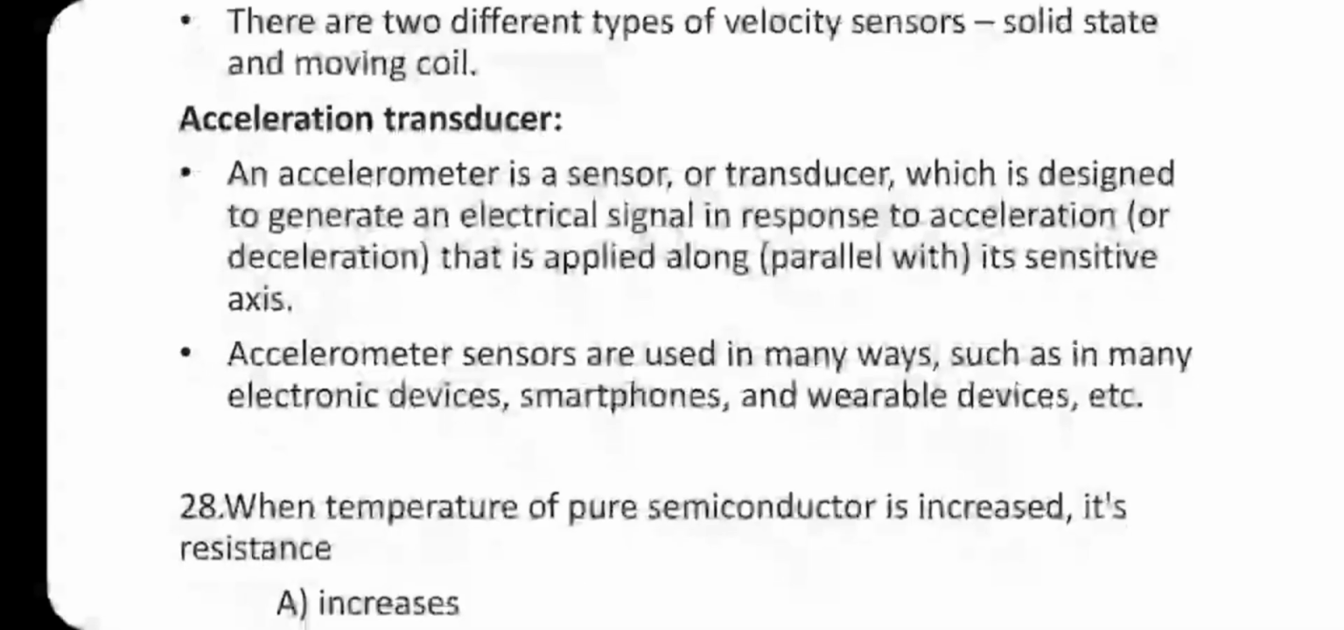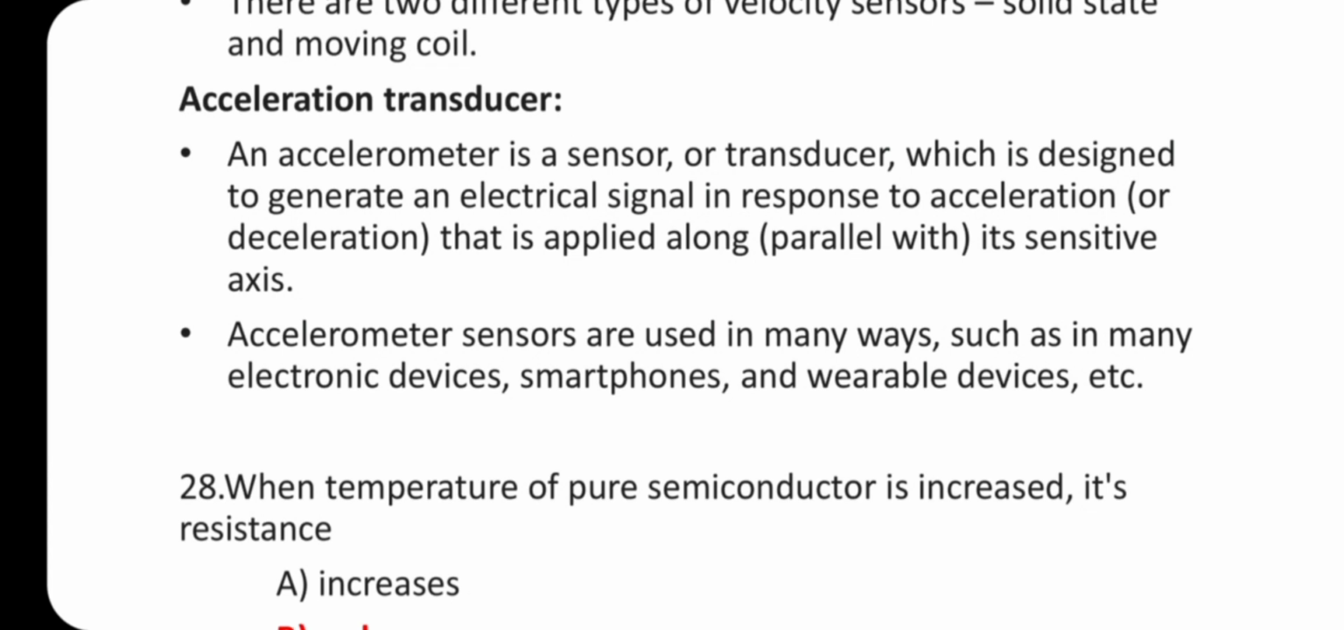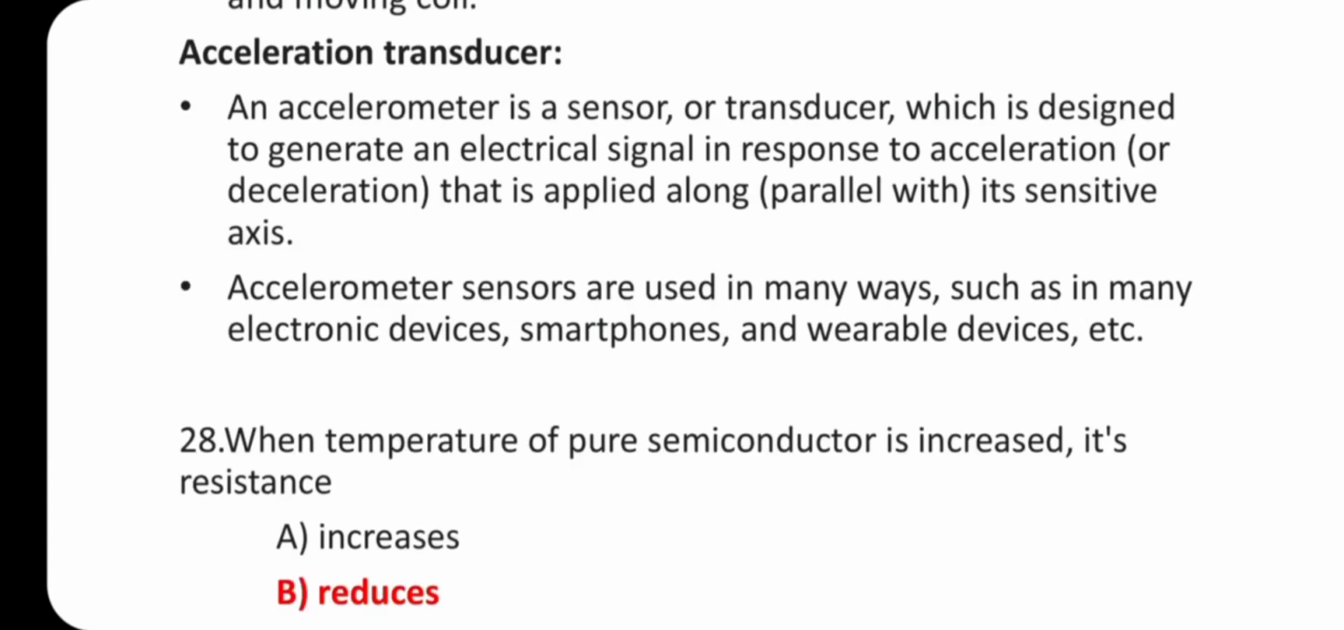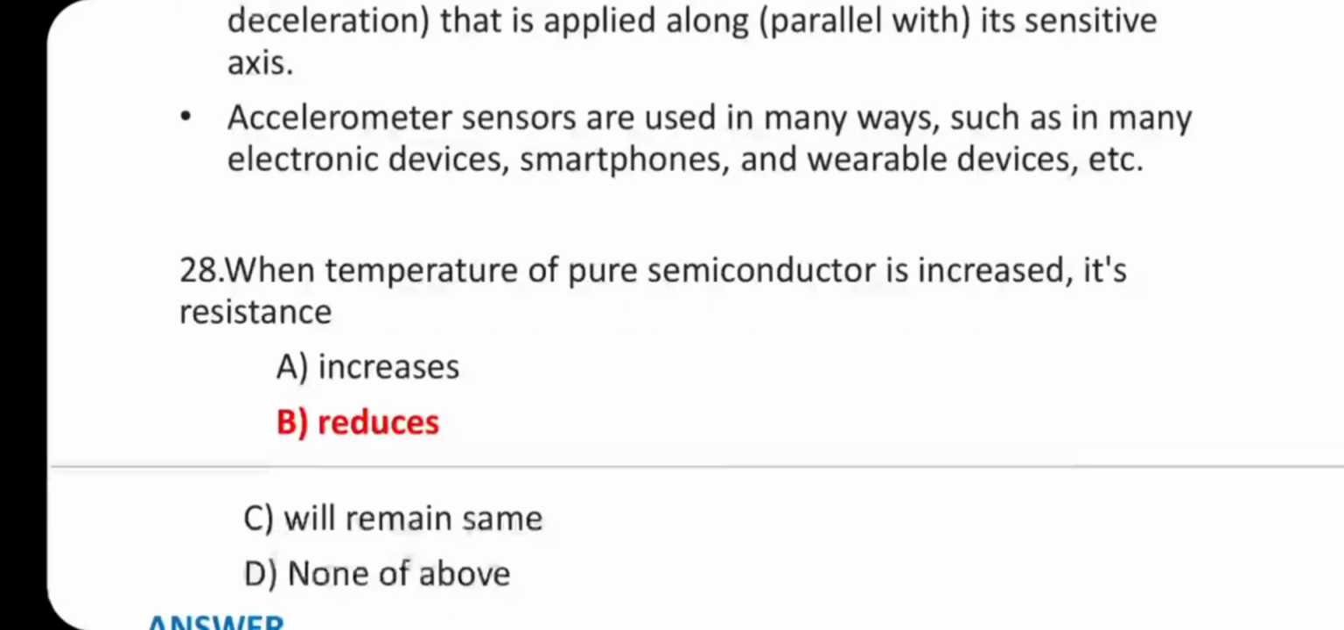An acceleration transducer is a sensor or transducer designed to generate an electrical signal in response to acceleration or deceleration applied along, that is parallel with, its sensitive axis. Accelerometer sensors are used in many ways, such as in electronic devices, smartphones, and wearable devices.